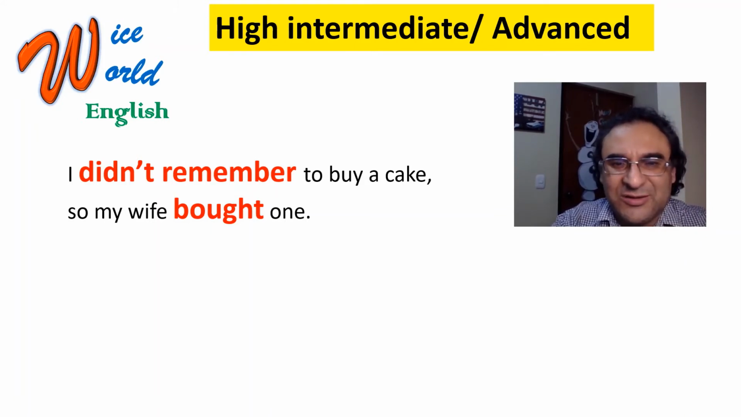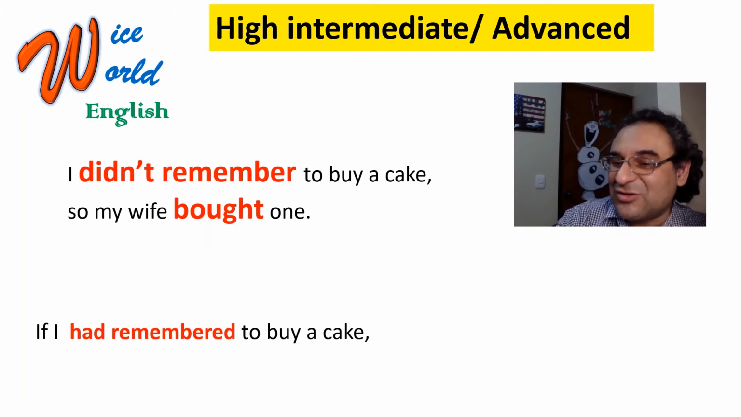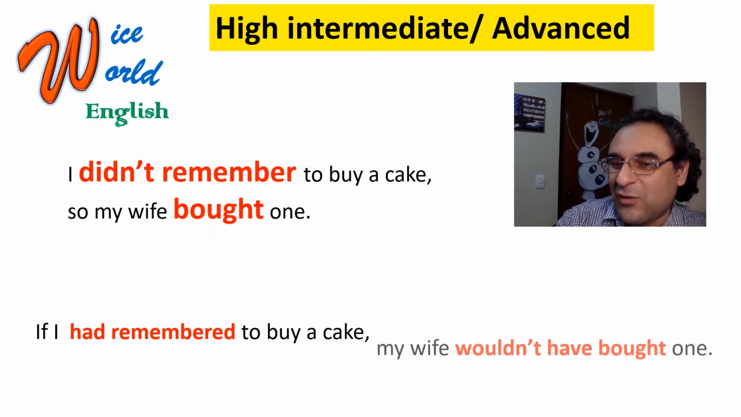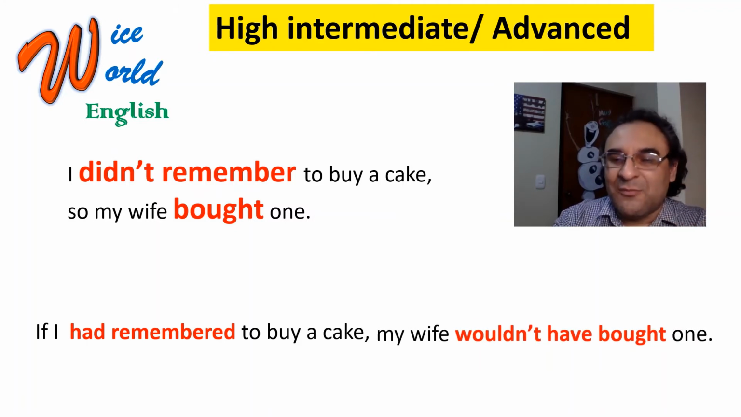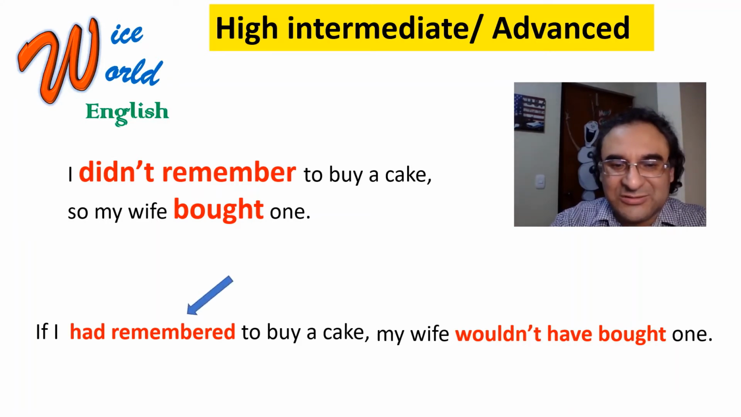For example, I didn't remember to buy a cake, so I can say, if I had remembered to buy a cake, my wife wouldn't have bought one. It is similar to the second conditional, but you will see something different. As you can see, in the first part, I have to say if I had, or if it's negative, if I hadn't. Keep this in mind. And the second part, I have to say I would have or I wouldn't have, right?